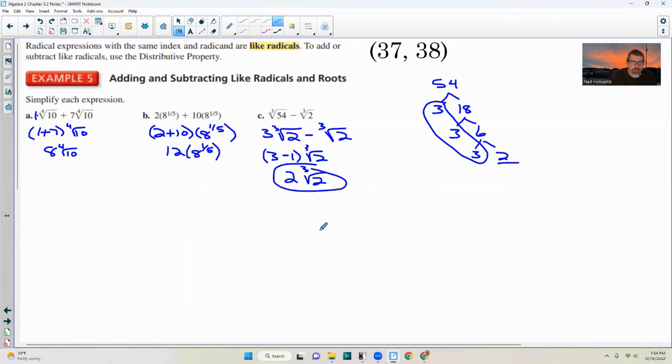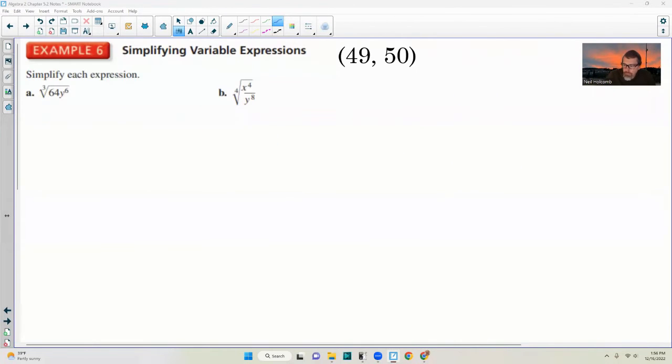Okay, so that's simplifying radicals when you have like radicals, and if you don't have like radicals, simplify to see if you can find one so you can simplify everything. Now you should be able to do numbers 37 and 38.